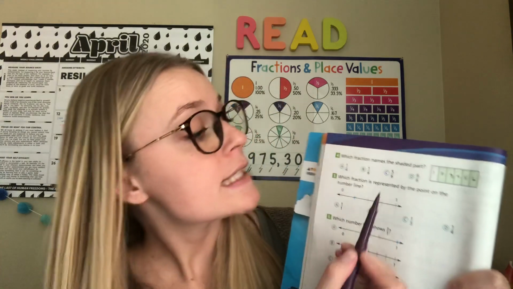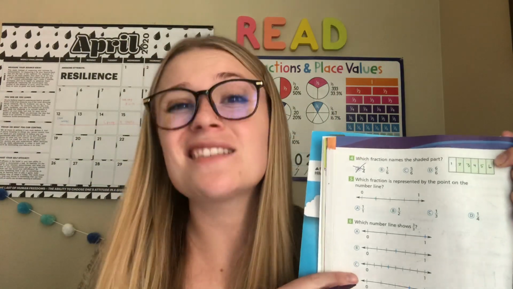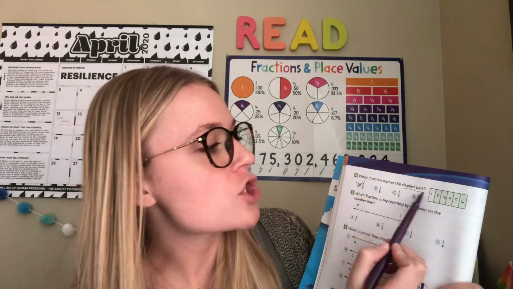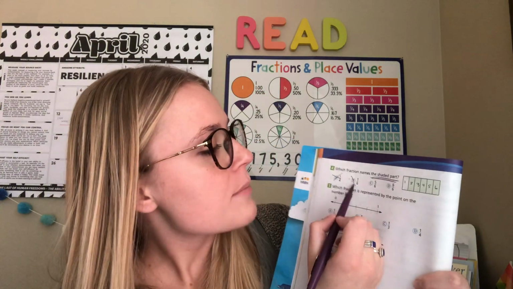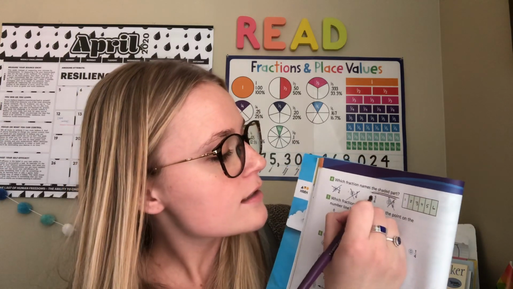So my denominator is going to be 6, which means right off the bat I can cross out option A because it says 1/4, and this is not divided into 4 pieces, it's divided into 6 pieces. Then I'm just going to count the shaded part because that's what it's asking me to do. So 1, 2, 3, 4, 5 pieces are shaded. So that means the fraction would be 5 out of 6, or 5/6. And that leaves us with not B, not D. The answer is C, 5/6.